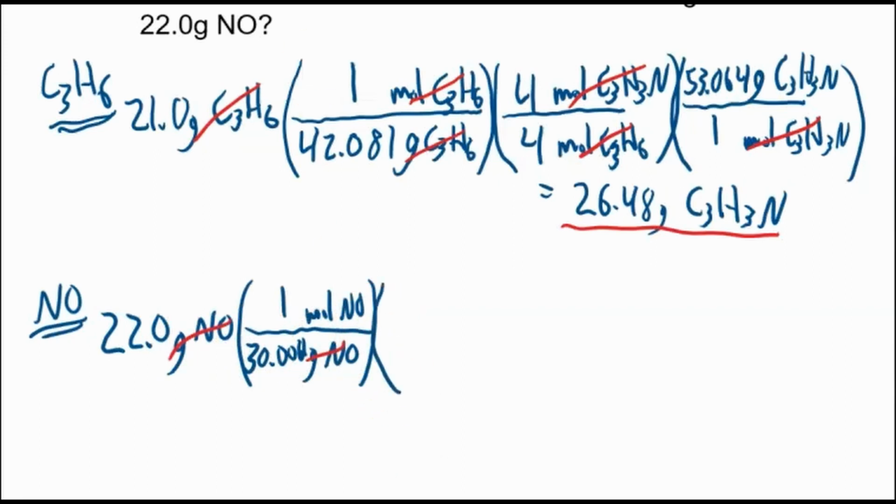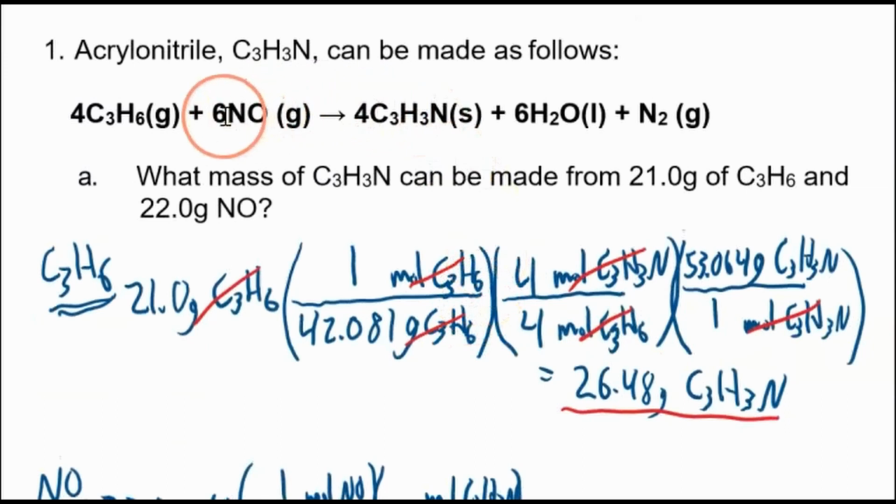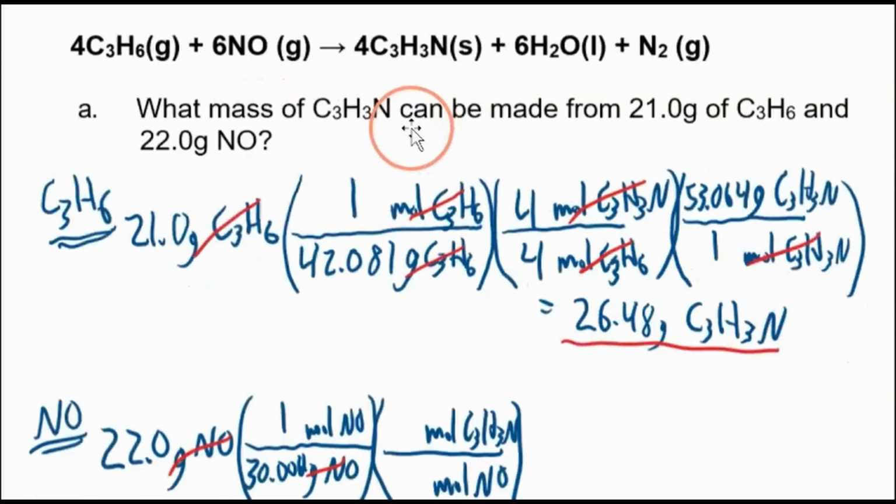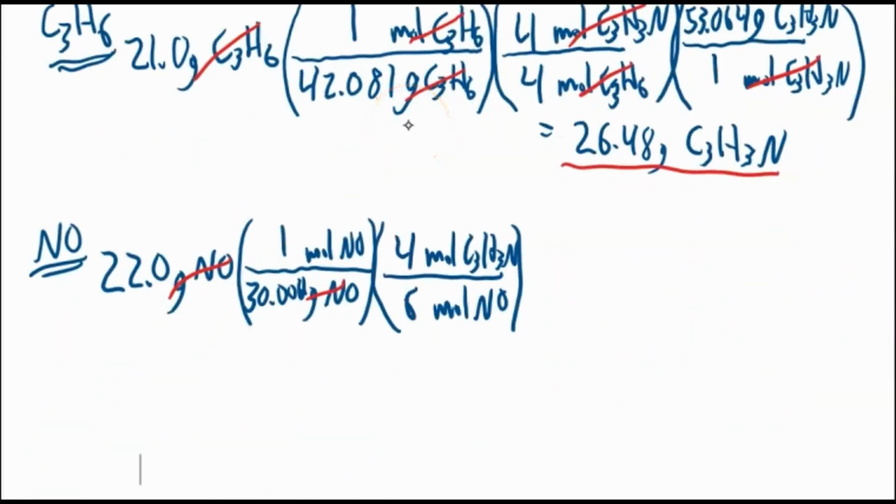Now we can do the mole bridge based on the balanced chemical equation. We want moles of NO to cancel. I always do the units first to make sure our units work out. And we want moles of C3H3N. The chemical equation says for every 6 moles of NO that reacts, we produce 4 moles of C3H3N. So this is a 4 to 6 ratio, and our moles of NO cancel out. Now that we have moles of C3H3N, we want to go to grams.